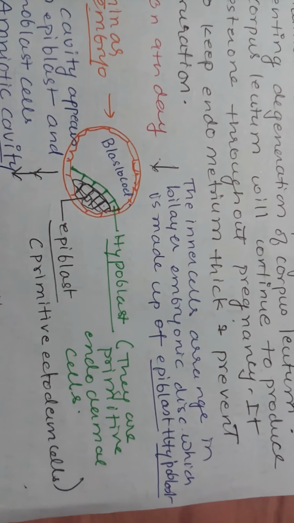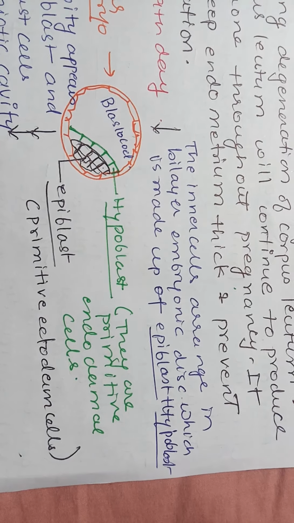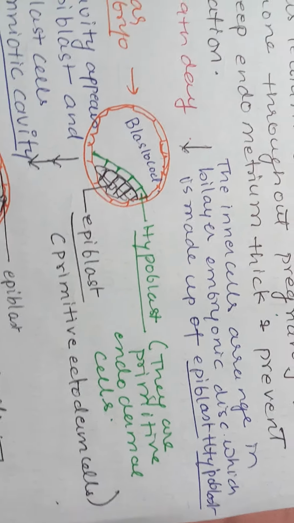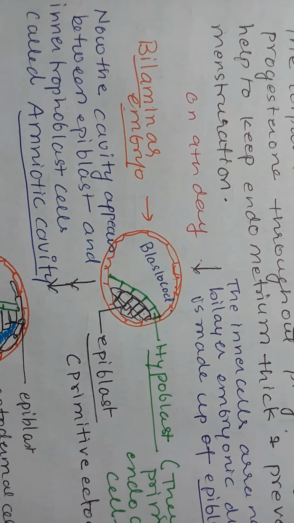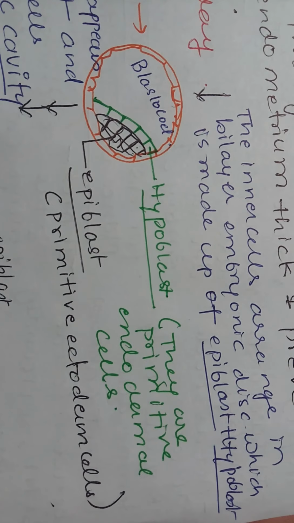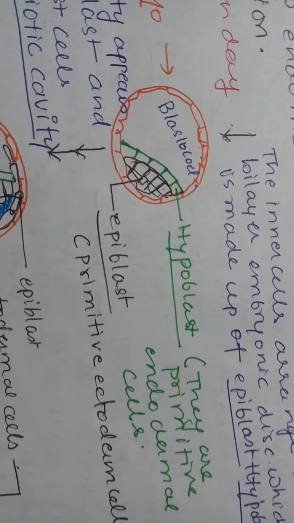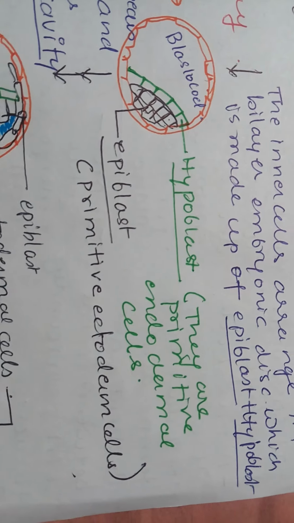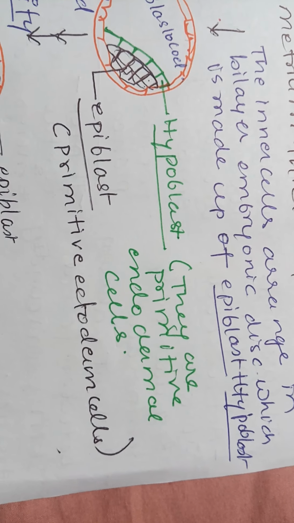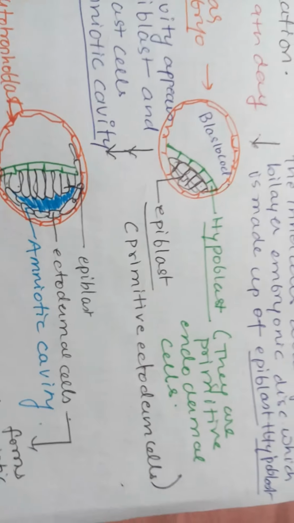Now on the 9th day, what will happen? The inner cells arrange in a bilayer embryonic disc, which is made up of epiblast and hypoblast. So you can see this bilayer, or we can say this is a bilaminar embryo made up of hypoblast and epiblast. There is differentiation which occurs in the inner cell mass. Now the hypoblast later on produces endodermal cells, whereas the epiblast forms the ectodermal cells.